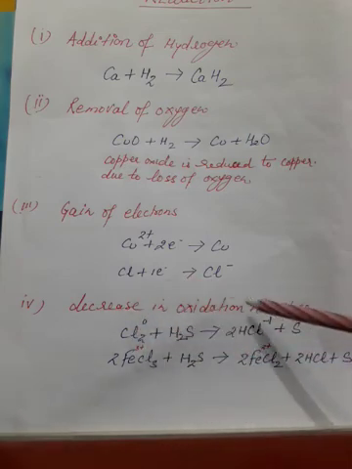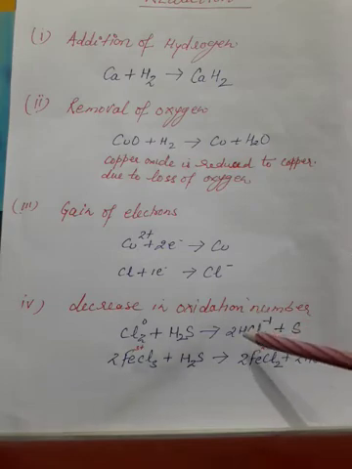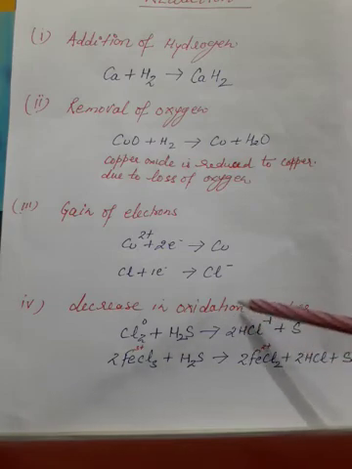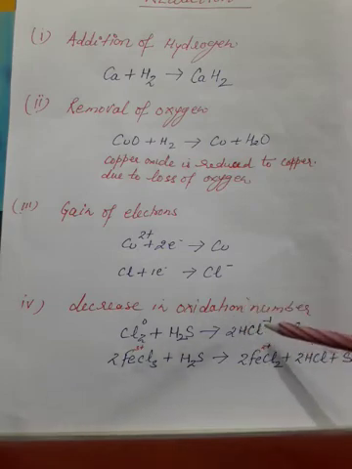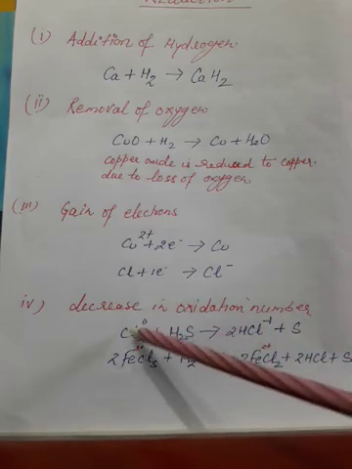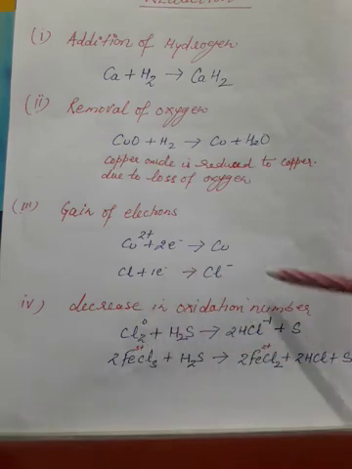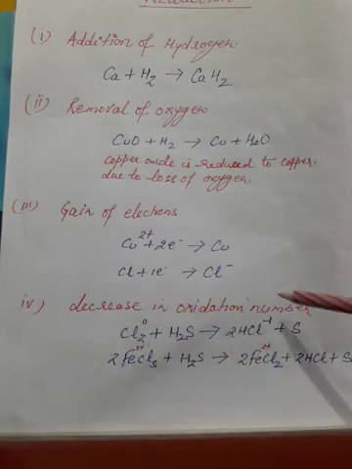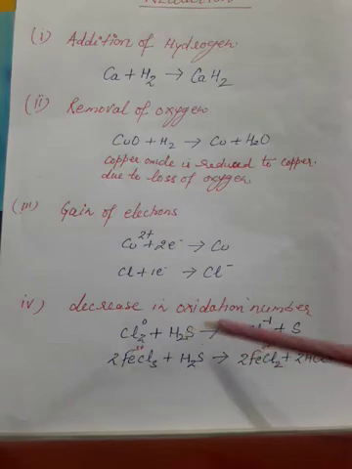But here this is a polar covalent compound, hydrogen plus 1 charge, chlorine, what is the charge here? Chlorine -1. So just see here, the oxidation number of chlorine is 0, and now what is the oxidation number of chlorine here? -1. So here also there is a decrease in oxidation number. So this process is also known as what? Reduction reaction, okay. This is clear.